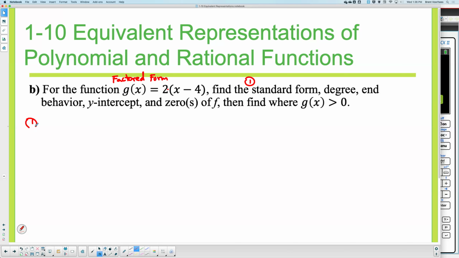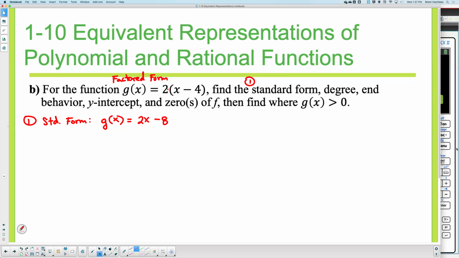So if I want to find the standard form, first, to get our standard form, all we need to do is multiply that through. So what is 2 times x? And 2 times -4? -8. There it is. The opposite of a GCF is distribution. That's what we did there. So to get standard form, I just multiplied that out.